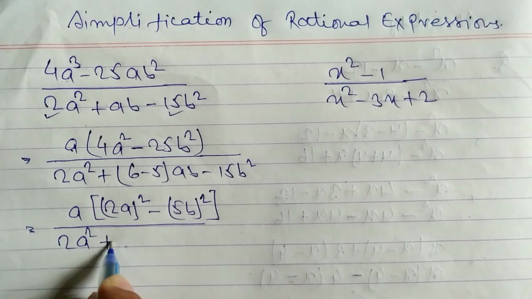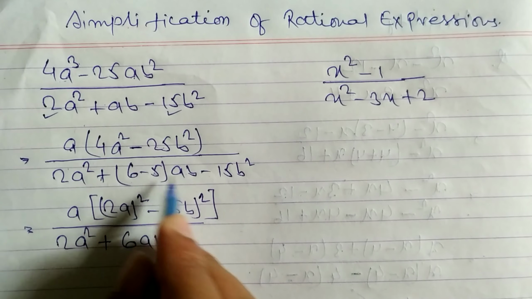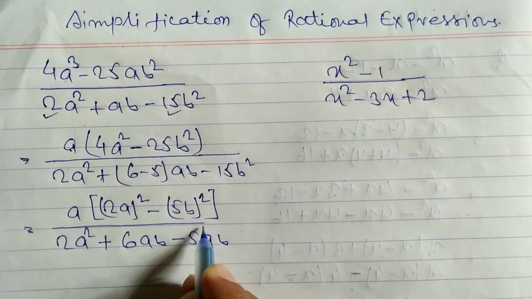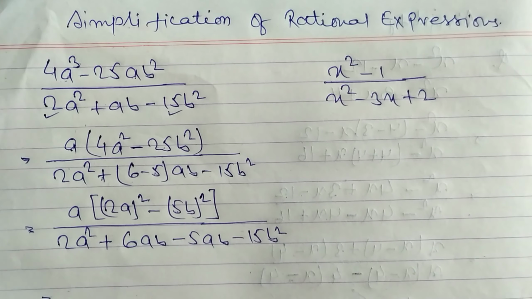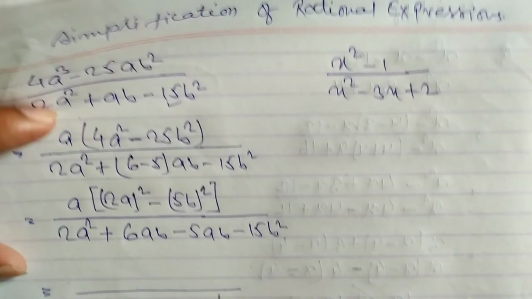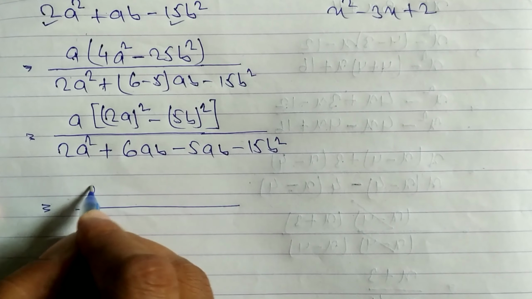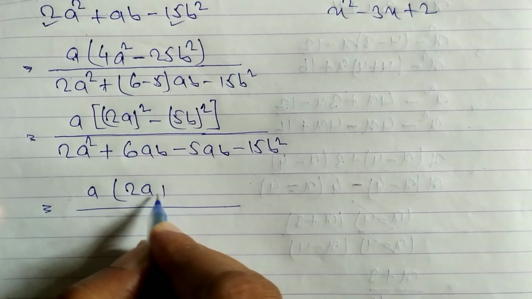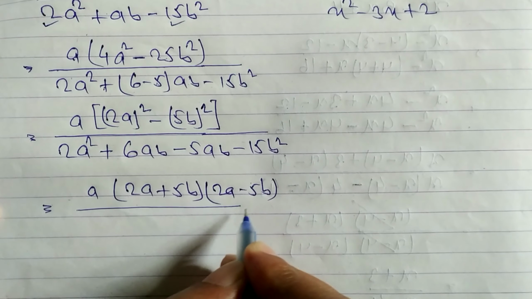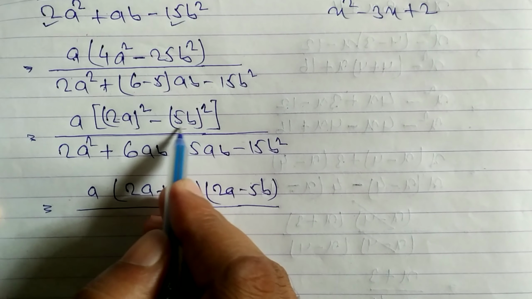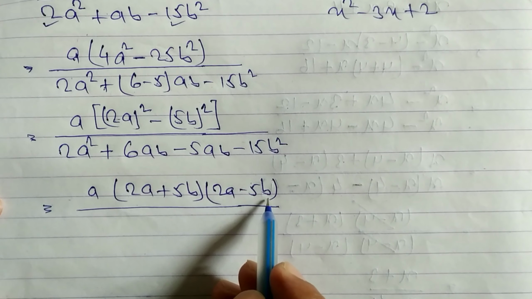2a square plus 6 into ab, 6ab, plus minus minus 5 into ab, 5ab, minus 15b square. Now in the numerator you can see this is in the form of a square minus b square, so we can write a plus b, a minus b. In the place of a here is 2a, and in the place of b here is 5b, so 2a plus 5b and 2a minus 5b.